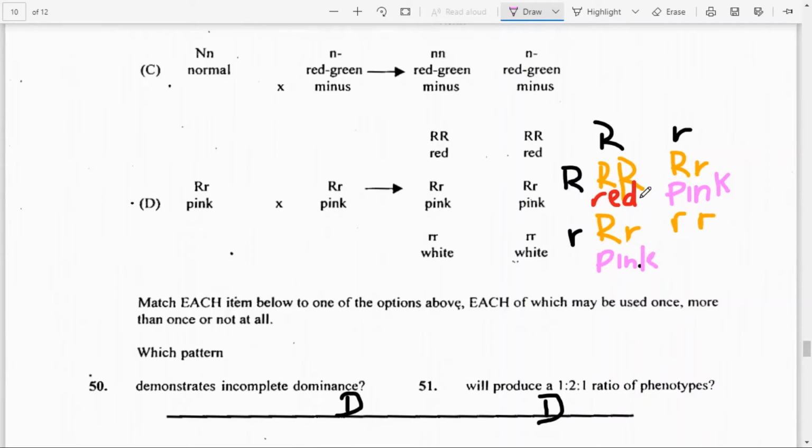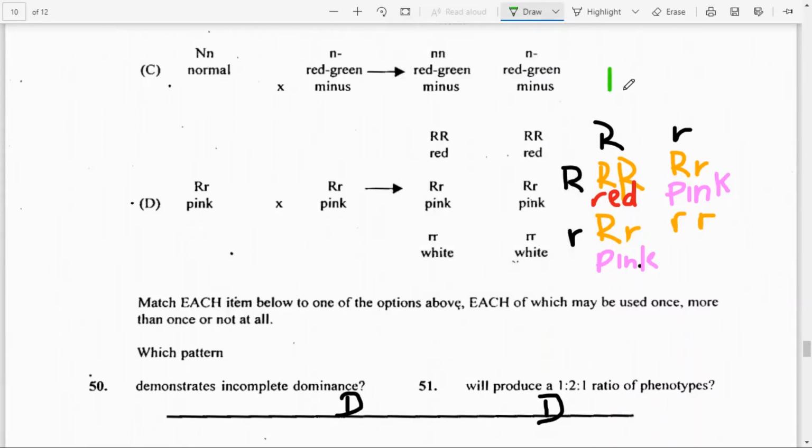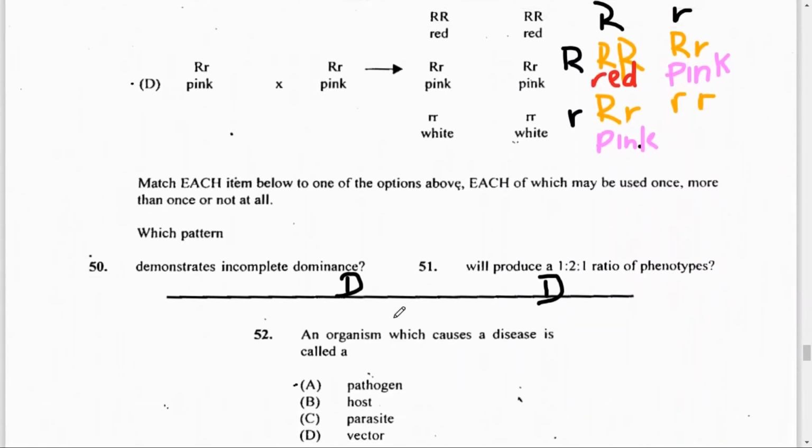So you would have one red, two pink, and one white. So that's a 1 to 2 to 1 ratio in the phenotype. You get 1 red, 2 pink, and 1 white. So that's a 1 to 2 to 1, and you get that for D. So 51 is D as well.